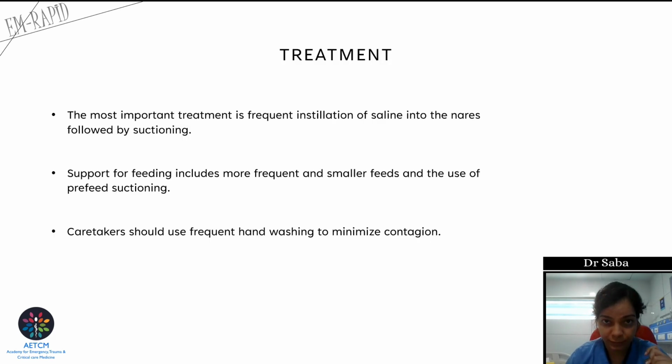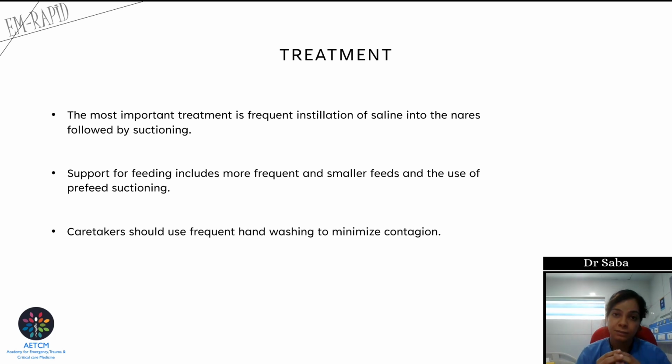Now, moving on to the treatment, it is majorly symptomatic management, and it involves frequent instillation of saline into the nares, followed by suctioning. Basically, you're trying to clear the nasal air passages by regular suctioning, meaning you're giving a saline suction. That is because of increased mucus production. The secretions can be thick because it's mucus, which is why you will give saline suctioning.